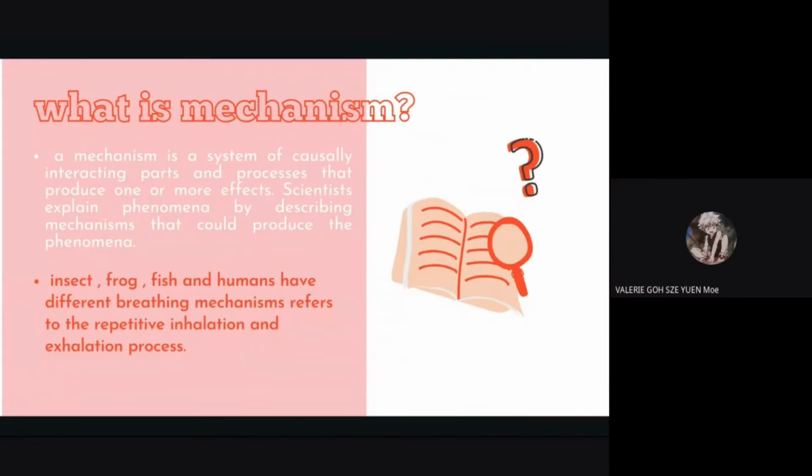So, what is a mechanism? A mechanism is a system of causally interacting parts and processes that produce one or more effects. Scientists explain phenomena by describing mechanisms that could produce the phenomena. Insects, frogs, fish, and humans have different breathing mechanisms, referring to the repetitive inhalation and exhalation process.